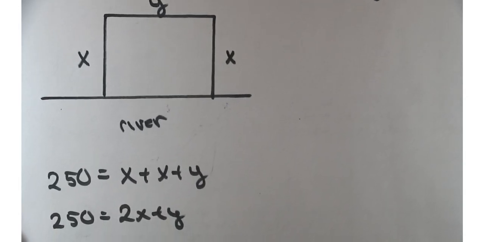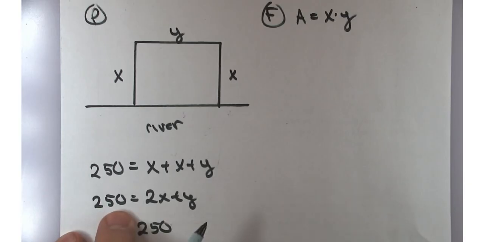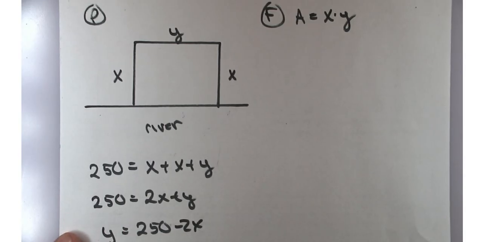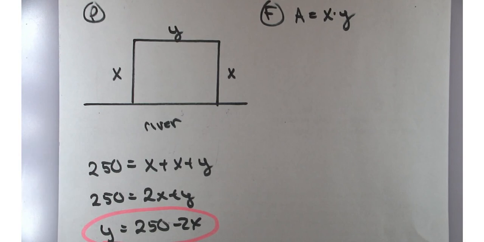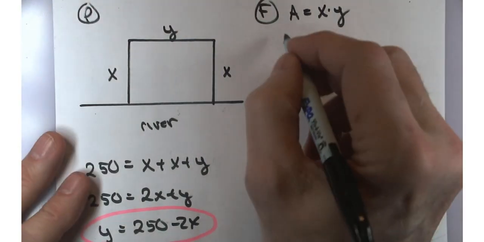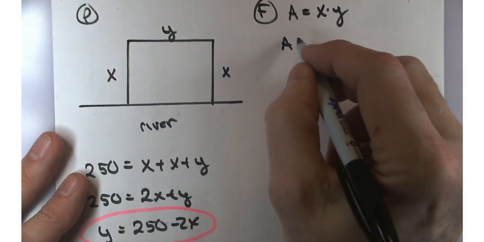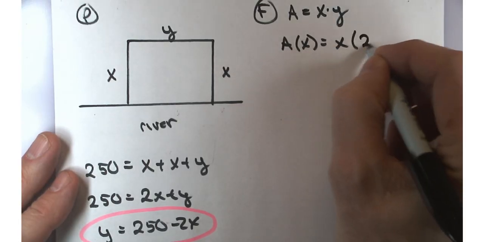So 2x equals 250 minus y. I think I'd solve for y there, because it's just easier. Yeah. So y equals 250 minus 2x, and that's what we're looking for. This is the kind of thing that you're going to have to do time and time again: you're going to have to play around with this to make this a function of one variable. I can't emphasize that part enough. You have to make this a function of one variable. So A of x is going to be x times 250 minus 2x.